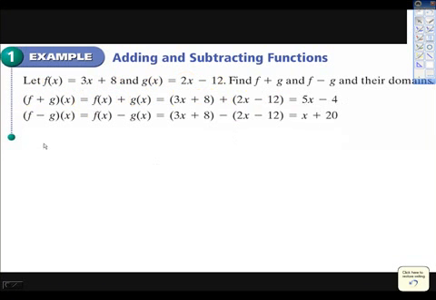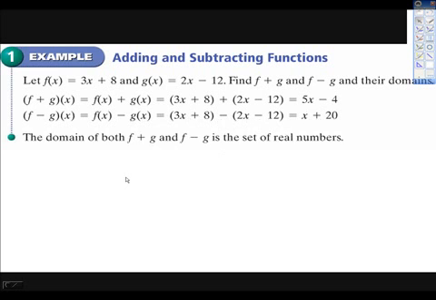f minus g of x is the same as f of x minus g of x. So we'll take 3x plus 8 minus 2x minus 12. 3x minus 2x is 1x, and 8 minus a negative 12 is 20. Again, we start with two linear functions that have domains of all real numbers. We combine them with subtraction. We have another linear function. Its domain is also all real numbers.